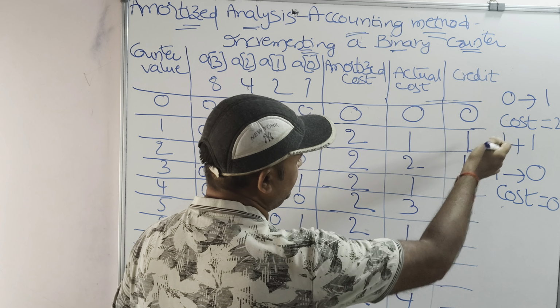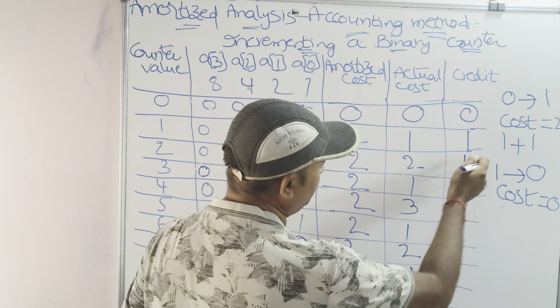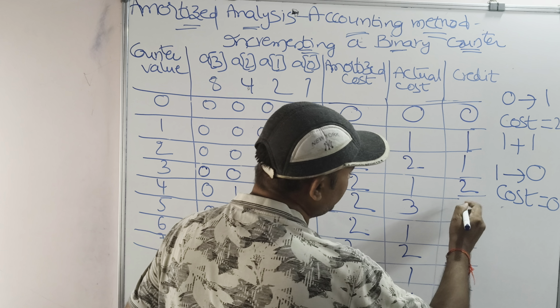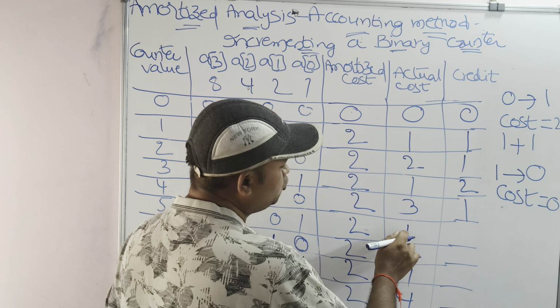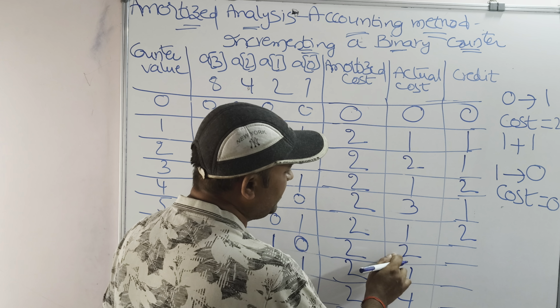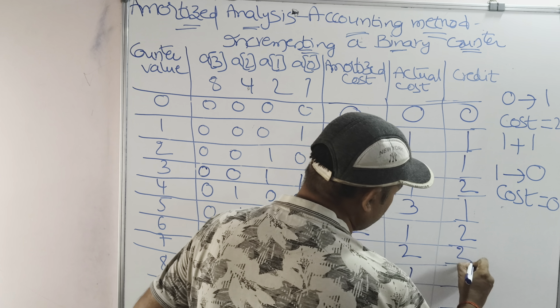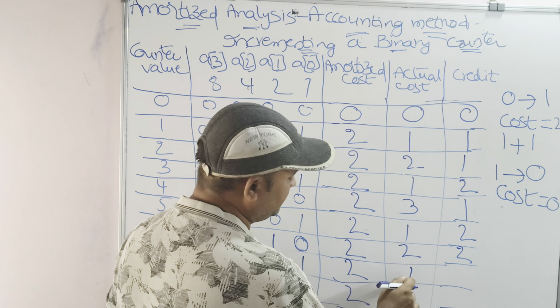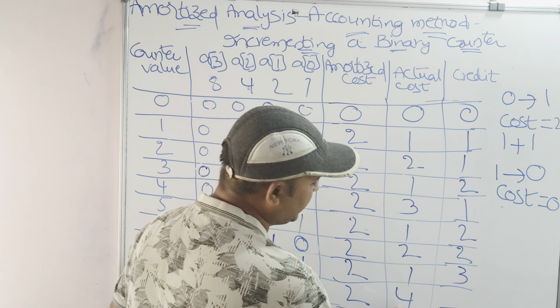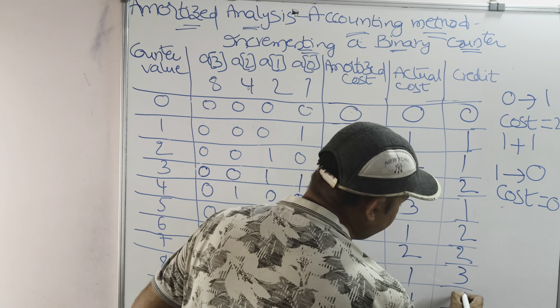2 minus 2, 0. 0 plus 1, 1. 2 minus 1 means 1. 1 plus 1, 2. 2 minus 3, minus 1. Minus 1 plus 2 means 1. 2 minus 1, 1. 1 plus 1 means 2. 2 minus 2, 0. 0 plus 2 means 2. 2 minus 1, 1. 1 plus 2 means 3. 2 minus 4, minus 2. Minus 2 plus 3 means 1.